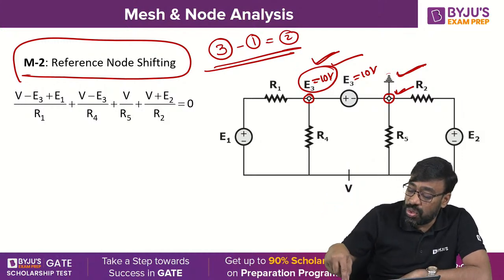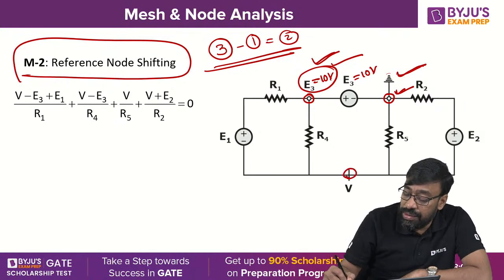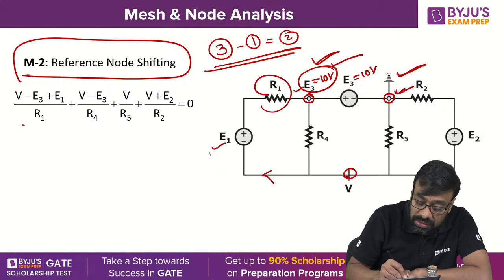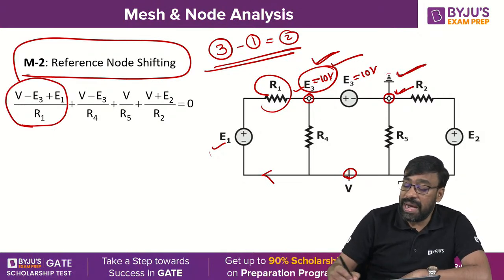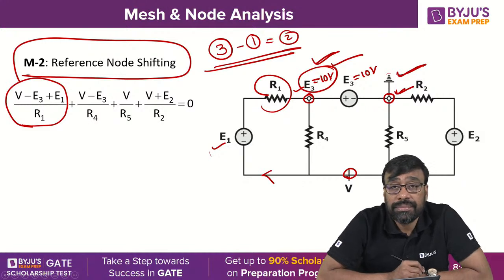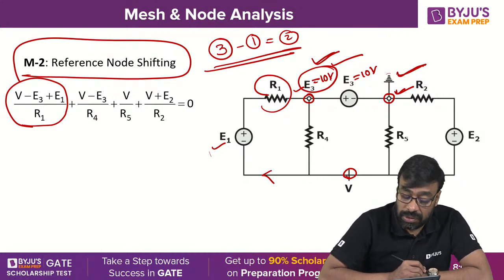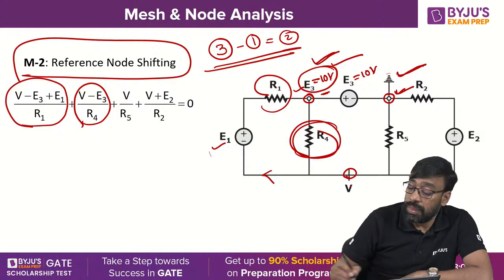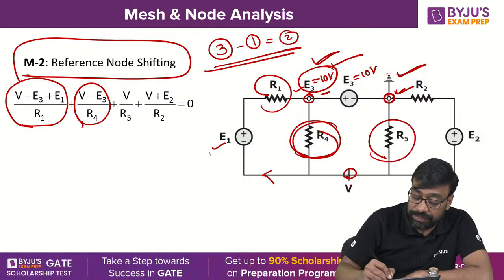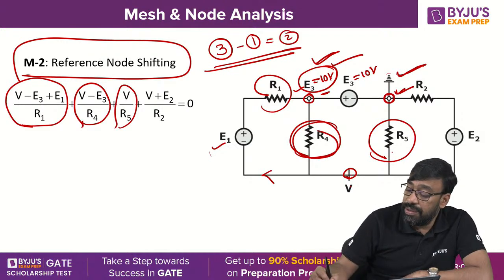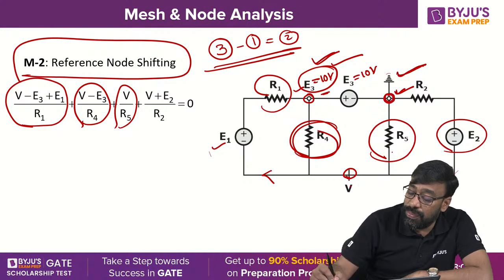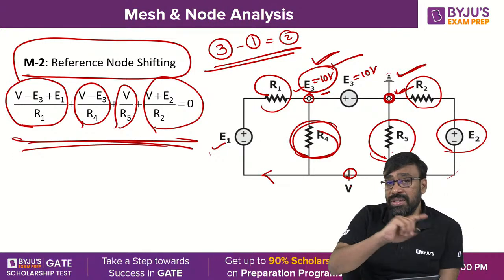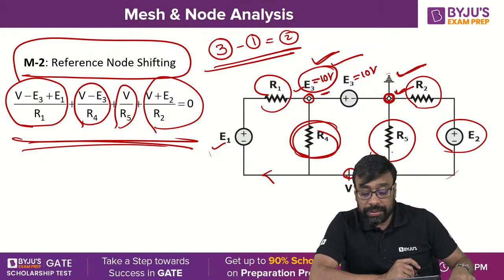I am applying KCL at this node, Nana. Look at this. V minus E3 plus E1 by R1 is the current flowing through this. This is the term: V minus 10 volts plus E1 by R1. E3 means a known value. Next, here, V minus E3 by R4. This is another term. V minus 0 by R5, V by R5. This is another term. V plus E2 minus 0 by R2, V plus E2 by R2. You are following this particular equation, all of you? Only one equation, you solve the problem. That's it. Got it? Okay.